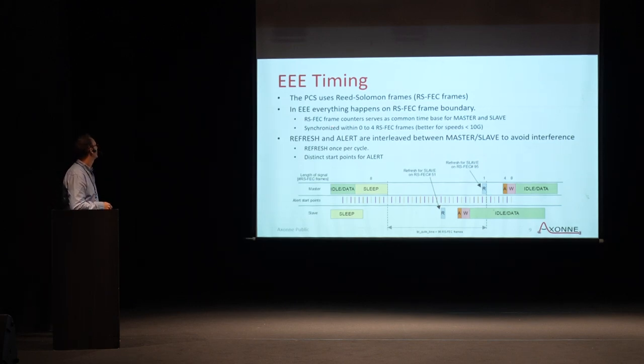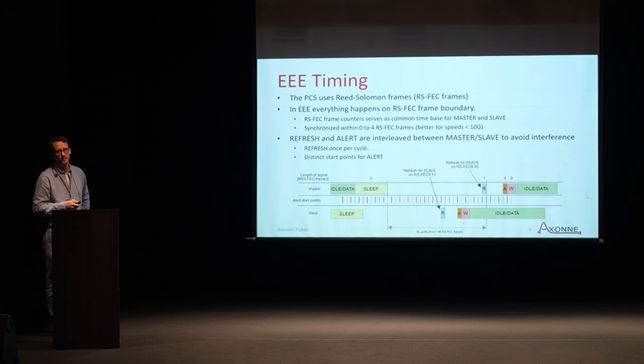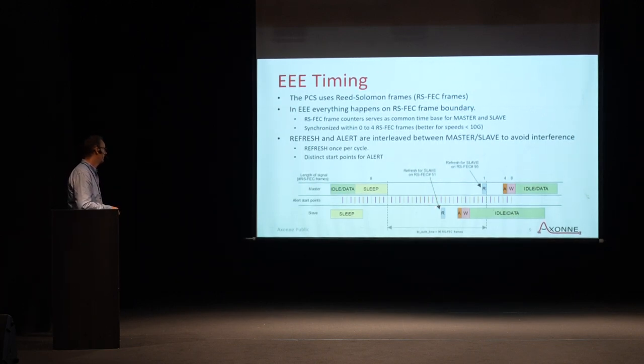So these alert and refresh cycles are interleaved between master and slave, and there are distinct points in time when something can happen. There are distinct points, like this pseudo TDMA kind of thing which I mentioned, that also implies that there are some latency penalties. Because not at any instant in time when the LPI client wants something can it get that. It needs to wait until these alert points are essentially reached.